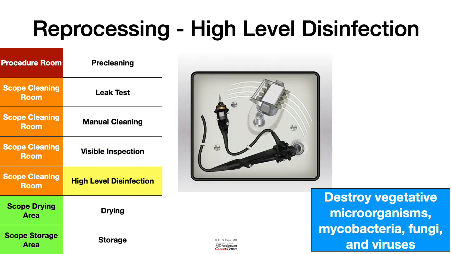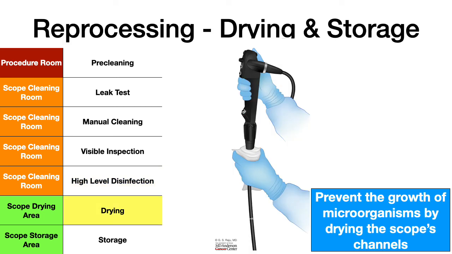We take it to the high-level disinfection, which destroys vegetative microorganisms, mycobacteria, fungi, and viruses. And by going through a good high-level disinfection after pre-cleaning, leak test, manual cleaning, visual inspection, you can really assure your patients that your scopes have gone through a thorough reprocessing. Once it comes out of the machine, you take it and do the drying. This prevents the growth of microorganisms by drying the scope channels. Any amount of moisture will allow the bugs to grow inside. So you want to dry the channels.